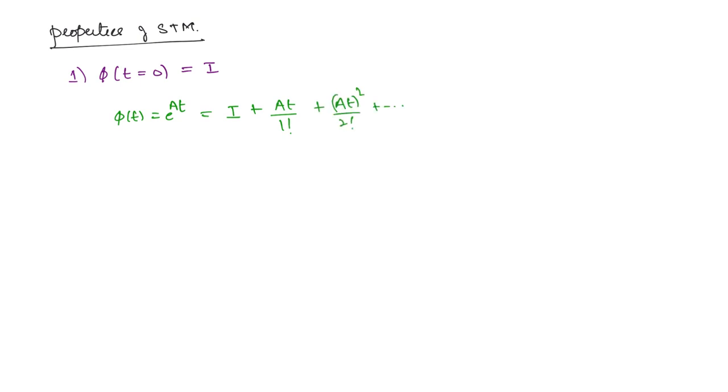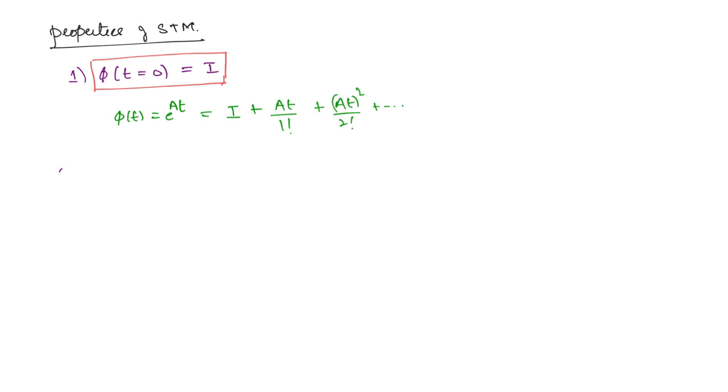Let us now discuss some properties of the state transition matrix, which we will abbreviate as STM. The very first property is the value of the state transition matrix at t is equal to 0. It is simply equal to the identity matrix. We have seen that phi of t is equal to e to the power A t, which you can write as I plus A t by 1 factorial plus (A t) whole square by 2 factorial plus so on. Now if you substitute t is equal to 0, only the identity matrix will be left. So phi of 0 is simply equal to I. This is the first property.